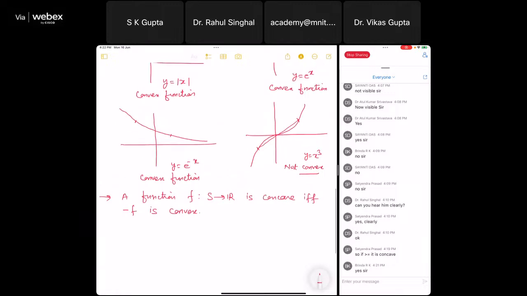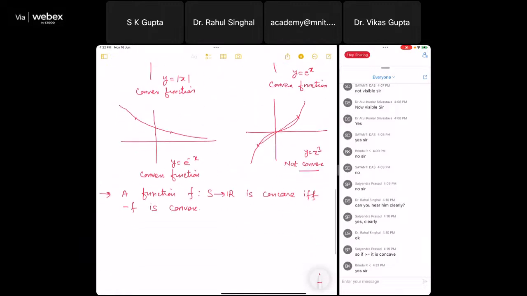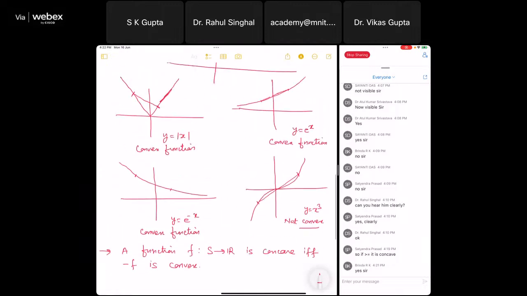So we have examples of convex functions also, concave functions also. You simply multiply these functions, mod x or e raised to power x or e raised to power minus x, by -1. We can easily say that these functions are concave functions, right?